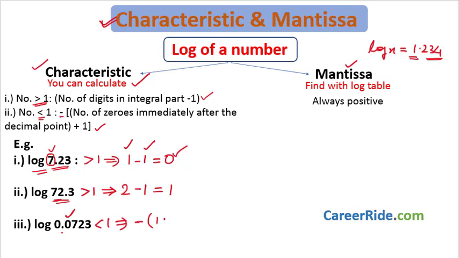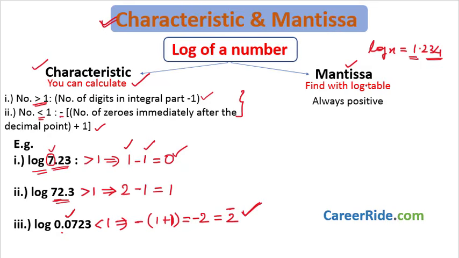Now what is the next thing I have to do? I have to add 1 to it, and my answer would be minus 2, which I can also write as 2 bar. So the characteristic of the log of this number is 2 bar. Pretty simple, nothing difficult here. Just pay attention to these two rules and they're quite easy to apply. You won't find any difficulty here.